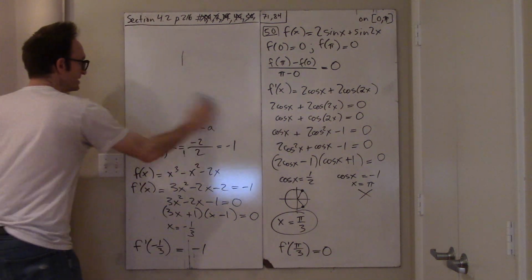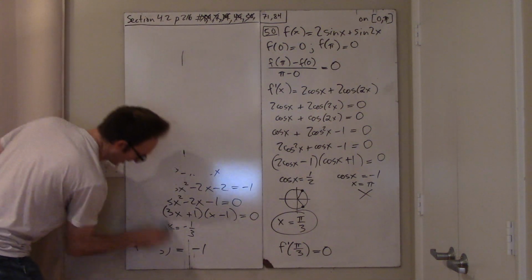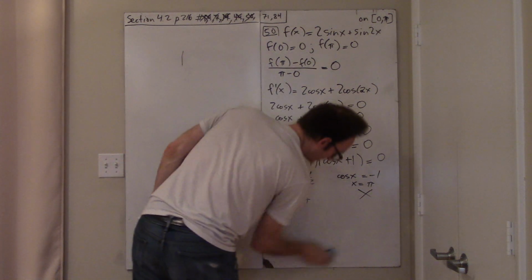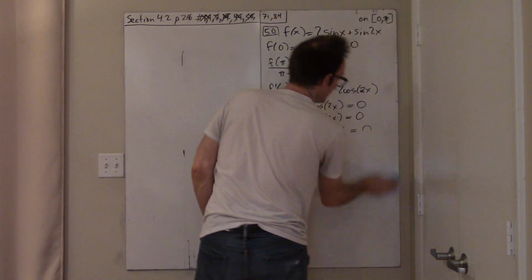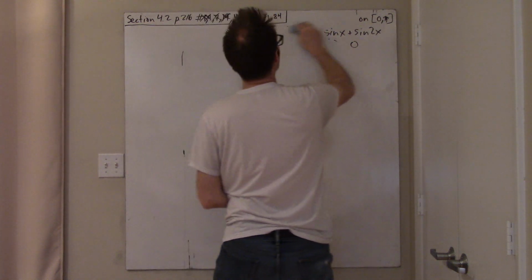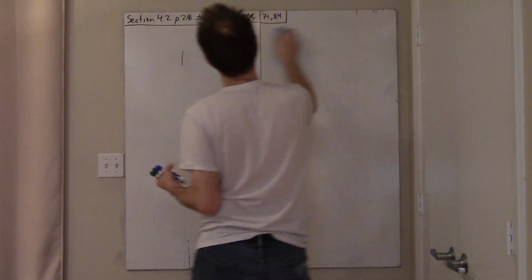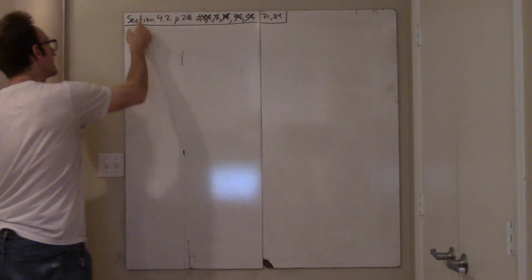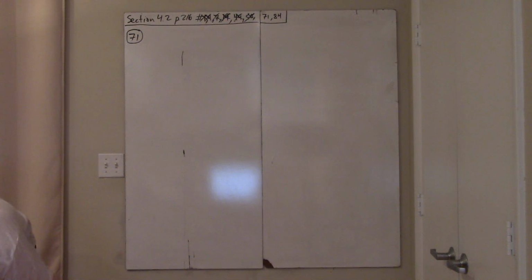All right, 71 and 84, and these are both sort of theoretical, kind of challenging problems. 71, well, let's just start. 71. What is 71?